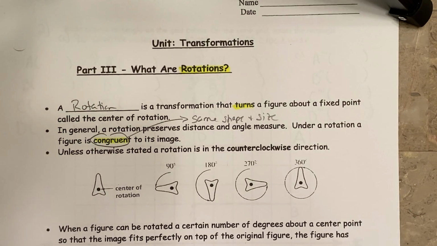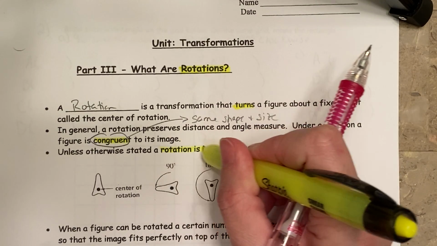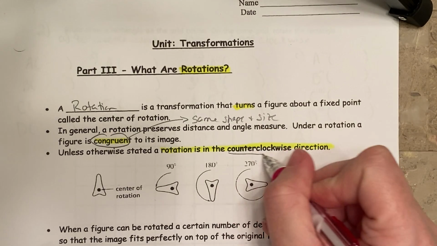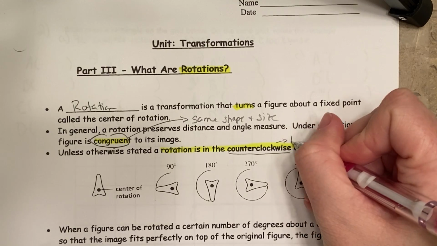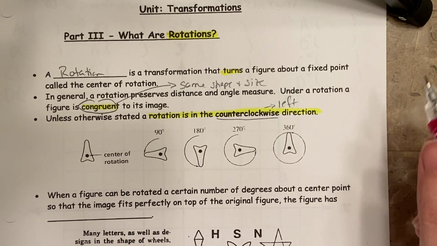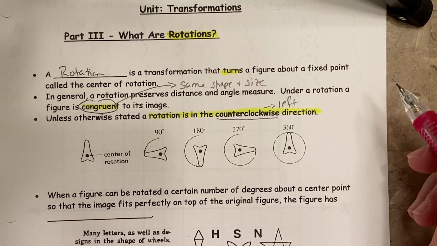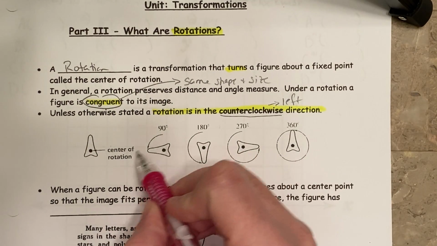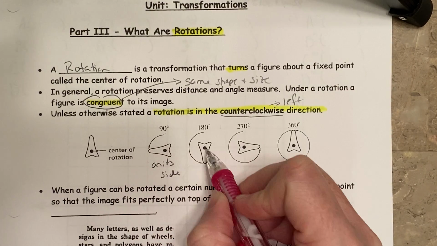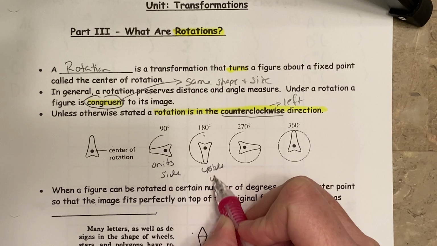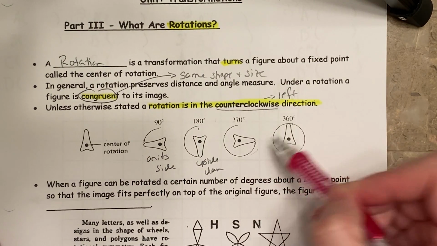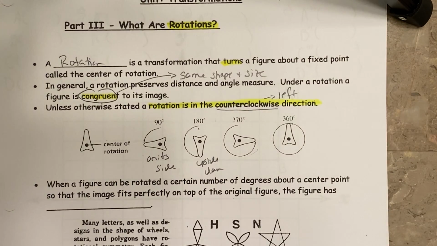So unless otherwise stated, a rotation is in the counterclockwise direction. So we learned 2 days ago from our packet that counterclockwise is to the left. So it's the opposite of what a clock would go to. 90 degrees is on its side, 180 is upside down. Okay, and then you could do 270, which is kind of like 3 turns, and 360, which is 4 turns. That's your complete circle.